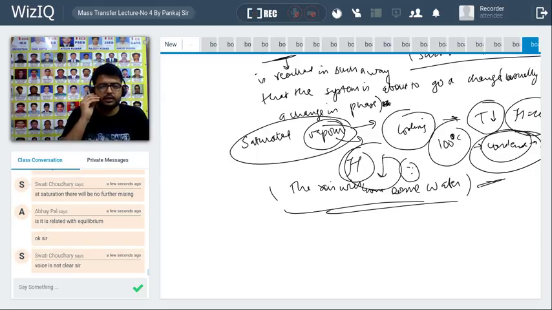Voice is not clear. I think there is some attenuation in the background, so because of that it might be possible. Is it clear now? Let me place the mouthpiece near my mouth. Is it clear now, Swati?